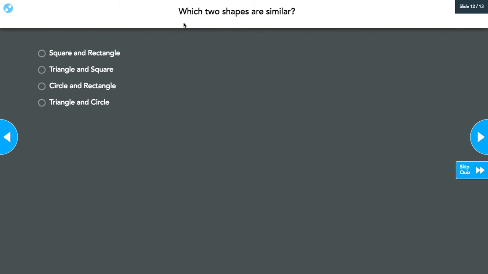You're going to read which 2 shapes are similar. A, square and rectangle, triangle and square, circle and rectangle, or triangle and circle. This should have been a very easy question because a square and a rectangle are the 2 that look most alike. But make sure that the children are learning the material that you are teaching.